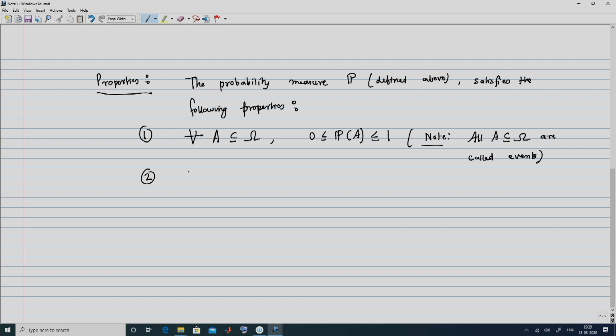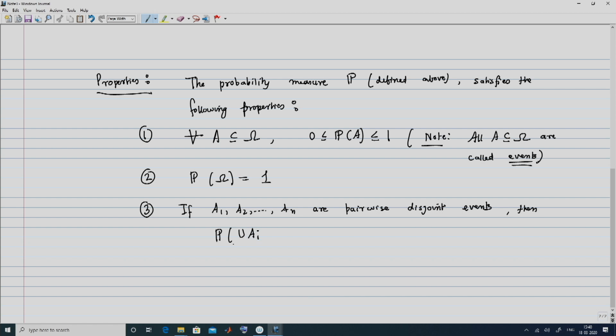The second property is that the probability of omega is equal to 1. And the last property of the probability measure is that if A1, A2 all the way to An are pairwise disjoint events, then the probability of the union of Ai, i equal to 1 to n, is simply going to be the sum of the probabilities of Ai, i equal to 1 to n.